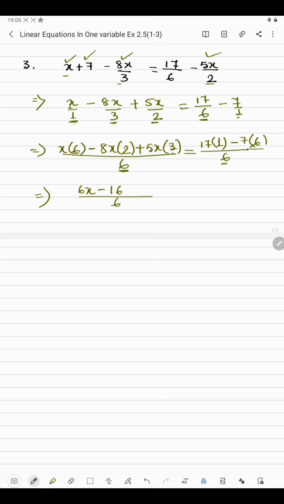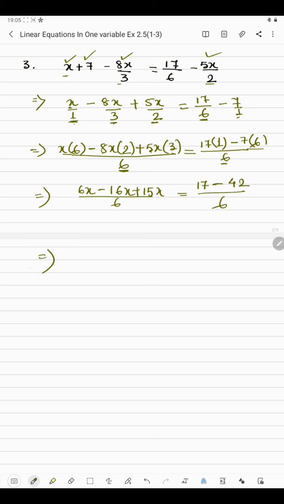Now here we'll just multiply this, so 6 multiplied by x is 6x, minus 8 2s are 16x, and here plus sign, 5 3s are 15x, is equals to 17 multiplied by 1 is 17, minus 7 into 6 is 42, divided by 6.